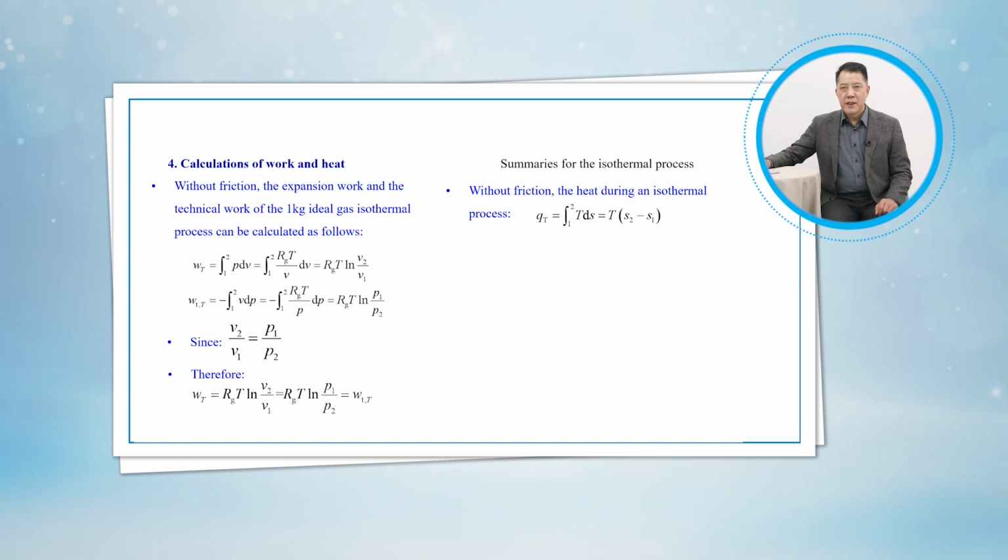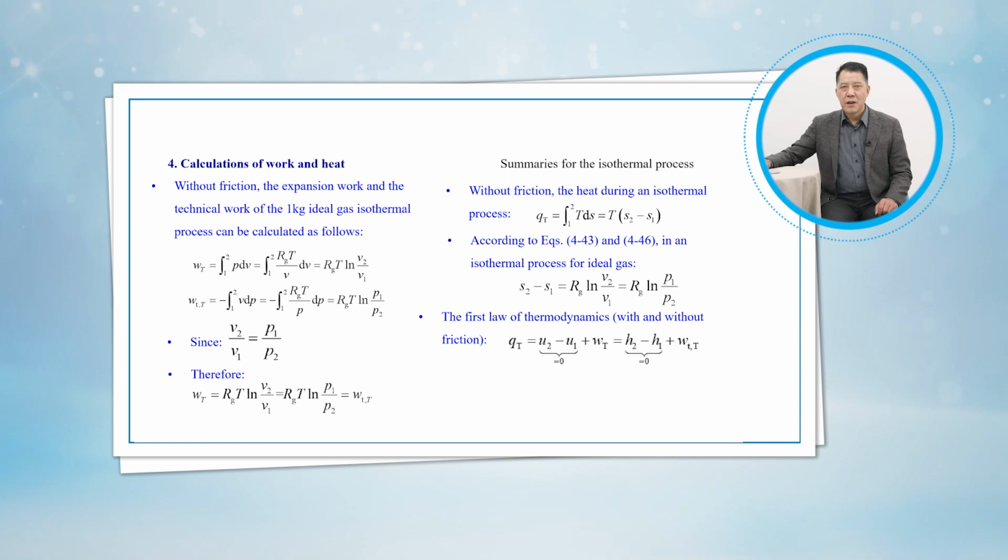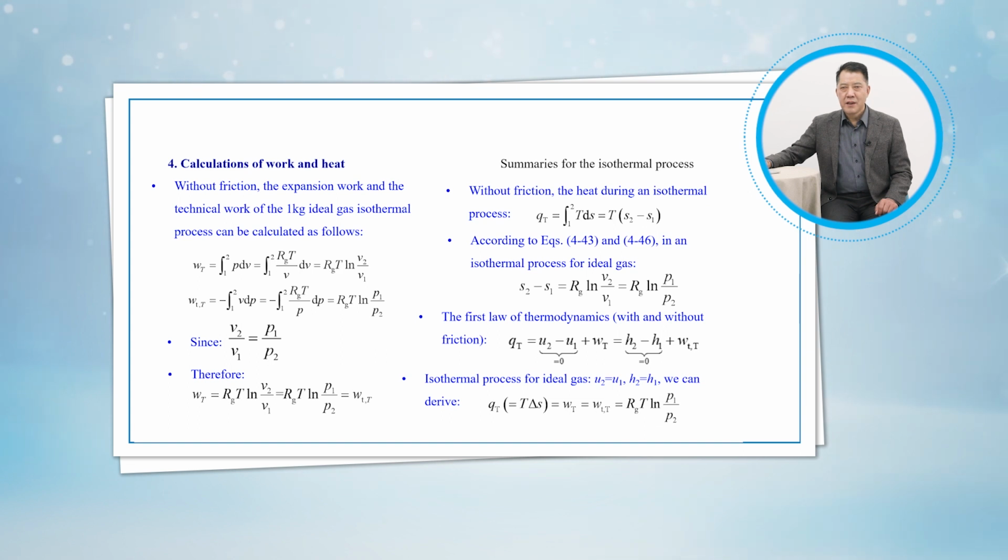Without friction, the heat exchange during an isothermal process is, according to equations 4.43 and 4.46, the entropy change in an isothermal process for ideal gas is. Applying the first law of thermodynamics to the isothermal process, we have. Therefore, for an isothermal process of ideal gas, we have.